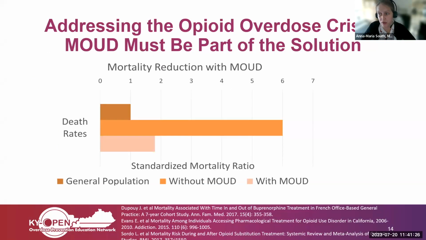The other thing that we know is that medication for opioid use disorder is mortality reducing. Somebody with an untreated opioid use disorder has a mortality that's 6 times higher than the general population. However, if this patient is engaged in care and on mortality-reducing medication, that is methadone or buprenorphine, which is also known under the brand name Suboxone, that mortality is reduced to about 1.8 times the general population. So access to medication for our patients is really, really critical.